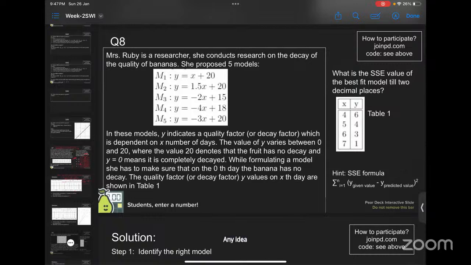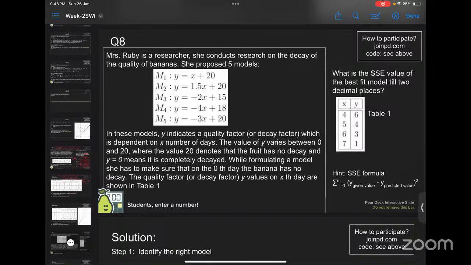Any idea? Any answer? Sorry. Are you solving it?